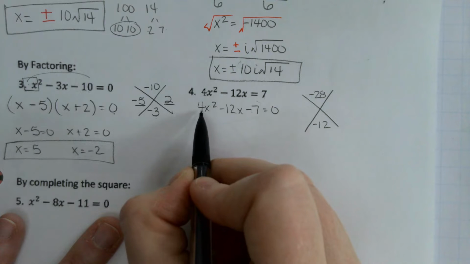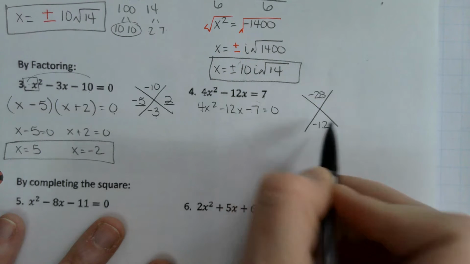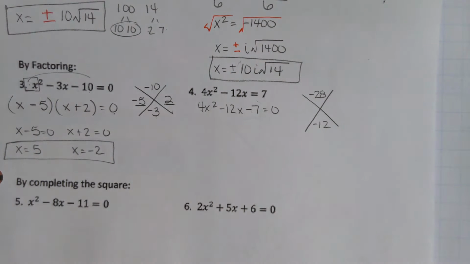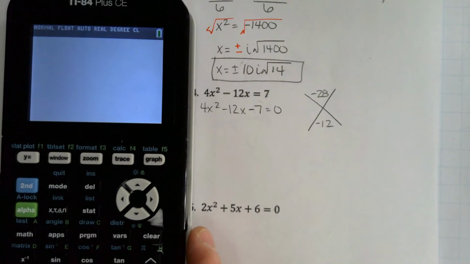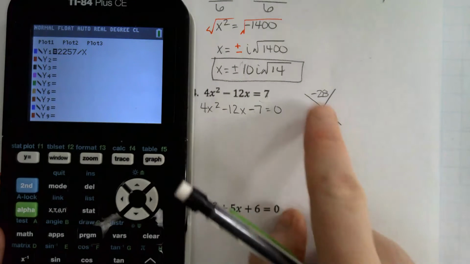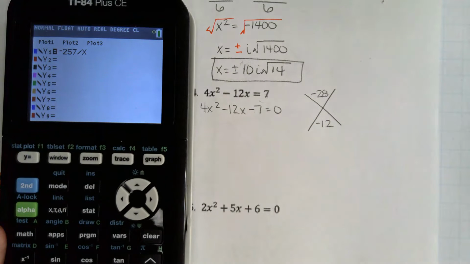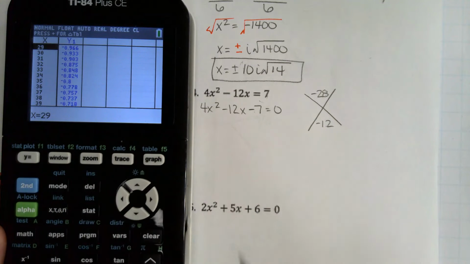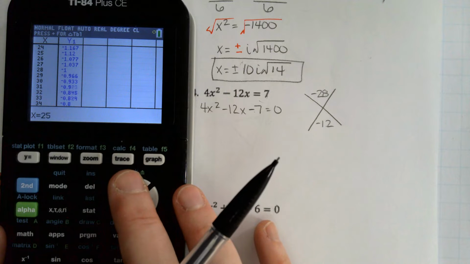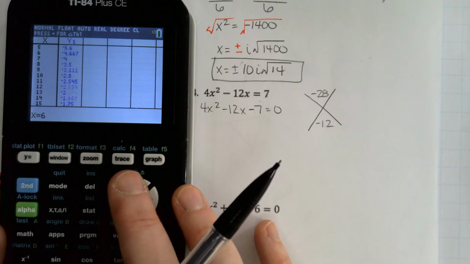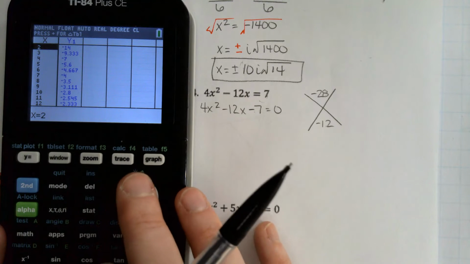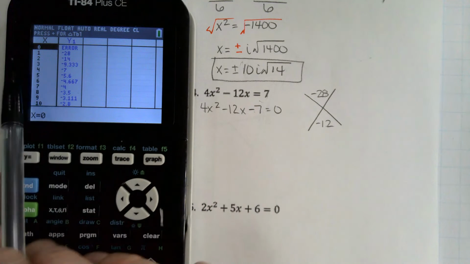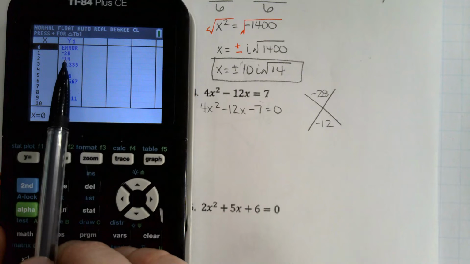What are the factors of negative 28 that add to be negative 12? I'm not too sure, so one way you can check is on your calculator. If you hit y equals, you can take whatever the top number is and divide it by x, and then go second graph. And what you can do is find factors that multiply to get you 12. And so looking in here, 1, negative 28, 2, and 14 get me 12.